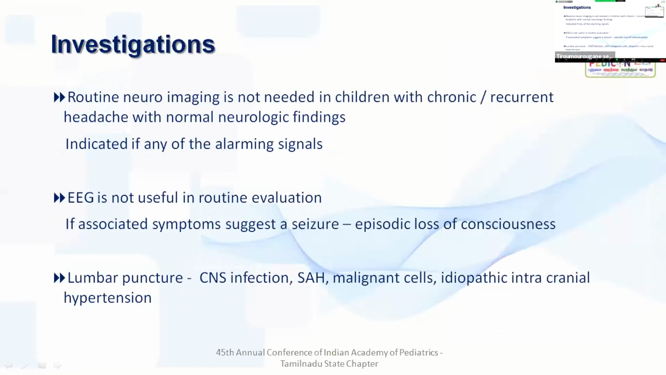So what investigations should one do whenever we come across a child with headache? Having said that about the danger signs, routine neuroimaging is usually not needed in children with chronic or recurrent headache with normal neurological findings. This is most important. But it is promptly indicated if any of the alarming signals or red flags are present. EEG is not useful in routine evaluation, but if the child has associated symptoms which suggest a seizure, such as episodic loss of consciousness, then one has to do EEG. Lumbar puncture is indicated whenever we suspect underlying CNS infection or subarachnoid hemorrhage, if the child has leukemia or a malignancy to rule out a CNS relapse, and when we suspect idiopathic intracranial hypertension.